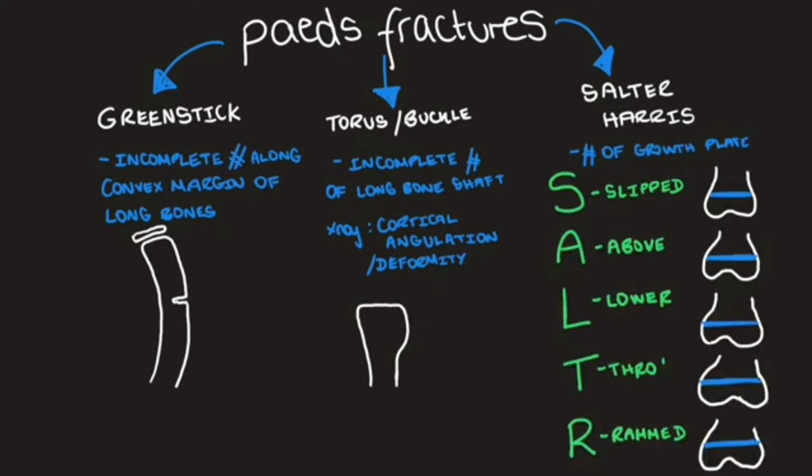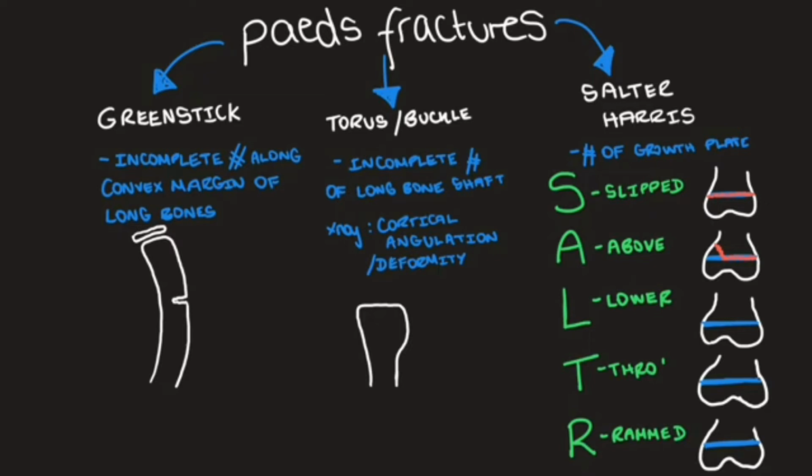There's 5 types of Salter-Harris fractures. These are fractures of the growth plate, and a nice way of remembering all 5 types is the mnemonic SALTR. So that's SALTR without the E. Type 1 is slipped growth plate, so the fracture goes actually through the growth plate. Type 2, A for above, goes through the growth plate as before, but also goes through the metaphysis. This is the most common type of Salter-Harris fracture.